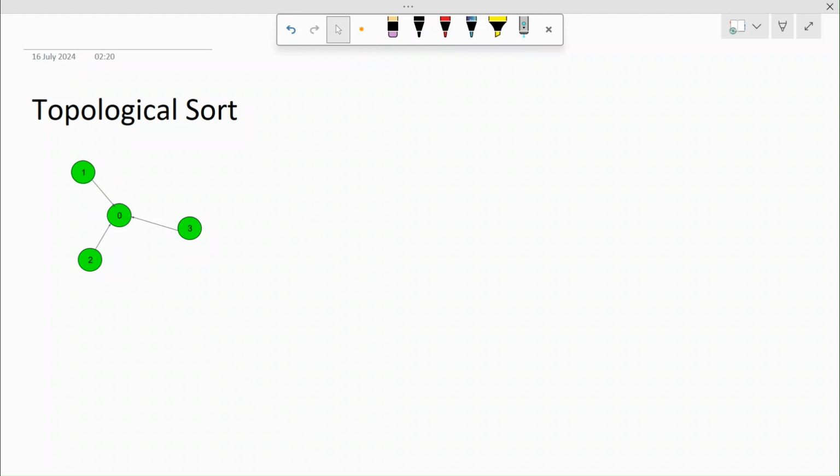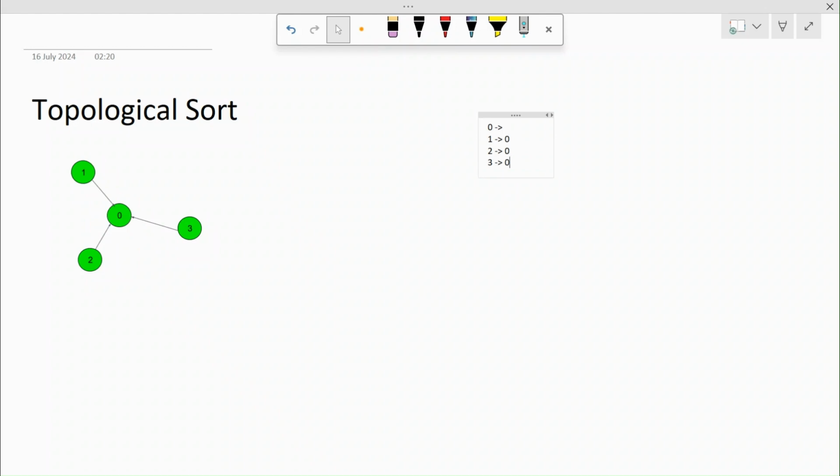So let's start with the adjacency list. The adjacency list would be simple. For 0, to which it is directed, no one. 1 is directed to 0. 2 is directed to 0. 3 is directed to 0.